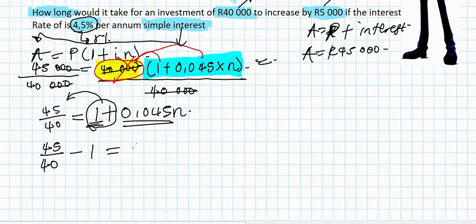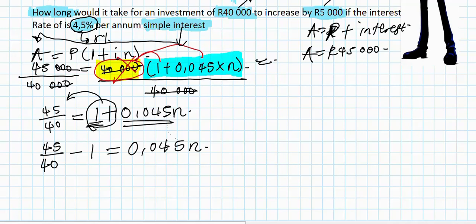That is equal to 0.045 multiplied by N, right? So remember what we said. We are avoiding working with decimals here. And if there is a way of me avoiding decimals, I'll take that way any time of the day.